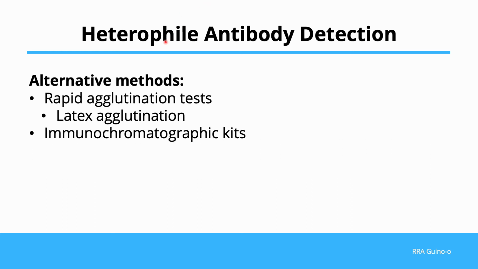So although the monospot test is relatively easier to perform than the classical methods for heterophile antibody detection, currently it is not being widely used. Instead, we have these alternative methods for detecting our heterophile antibodies. First are the rapid agglutination tests, and the most common one is your latex agglutination. Here, instead of red blood cells, latex particles are coated with the heterophile antigen. We also have immunochromatographic kits, which are also relatively simple to use and very easy to read.